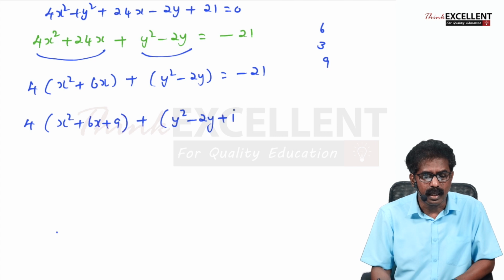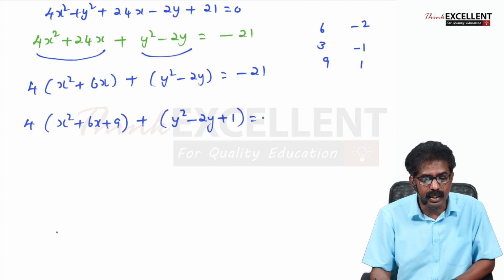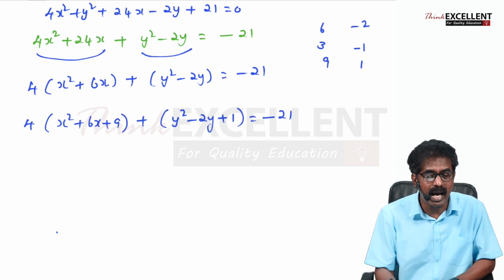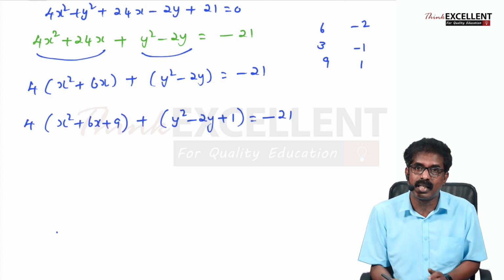Here you have to add 1. How did we get that 1? Y coefficient is minus 2. Half of that is minus 1. Square it, 1. Right? On the right side you already have minus 21. Now what we added to the left side, you add to the right side also.